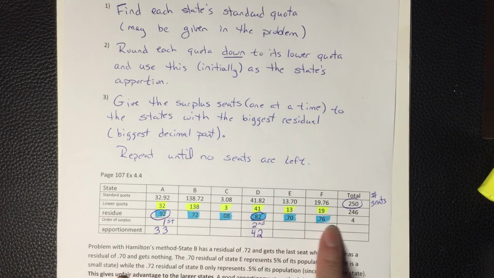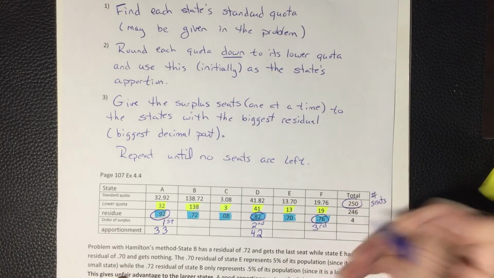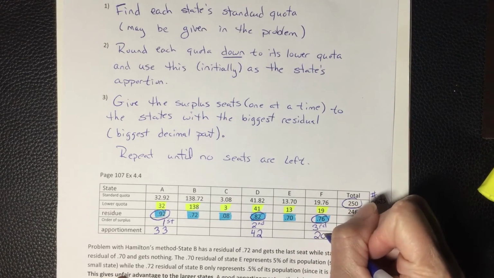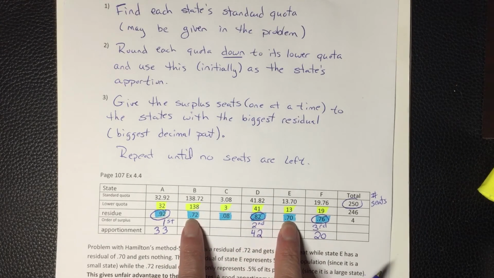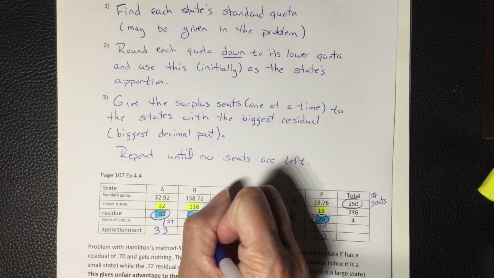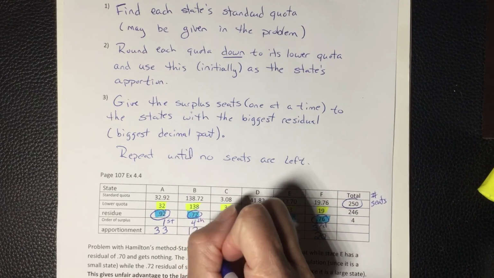All right, if we look at what's left, it looks like 0.76. So that'll be the third. So that's going to bump them from 19 to 20. Okay, so we've given 3 seats away. We still have 1 more to go. So if we look, these are really close. 0.72 is a little bigger than 0.70. So we'll give them the 4th seat. So that gives them an extra seat, so they're 139.